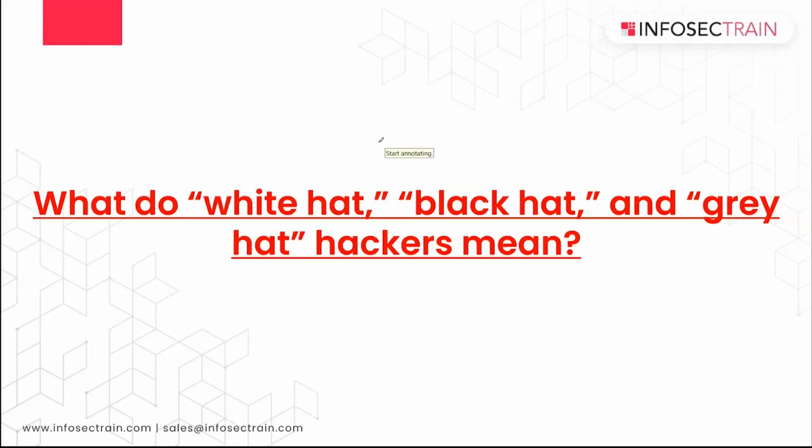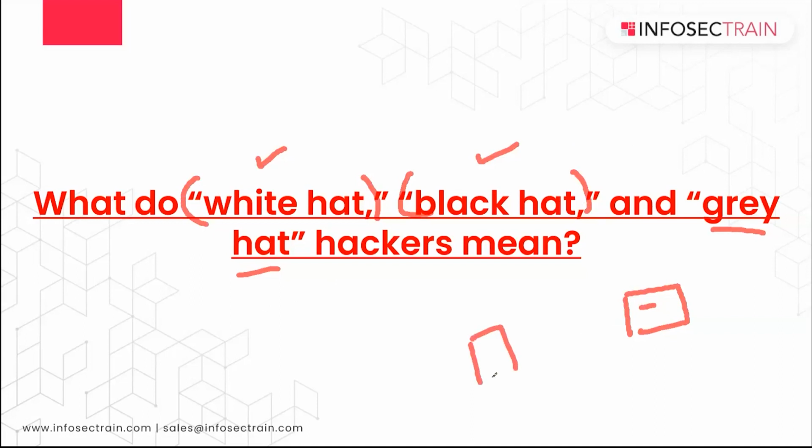Now, gray hat hacker, who are these people? Gray hat hackers are people who have a combination of white hat hacker and black hat hacker. They can be a white hat hacker, they can be a black hat hacker. For example, I found a vulnerability on the InfosecTrain website. Now what I will be doing, I will be contacting a higher authority of InfosecTrain and telling them this vulnerability has been listed. Go ahead and patch this vulnerability and give me the bounty of it.